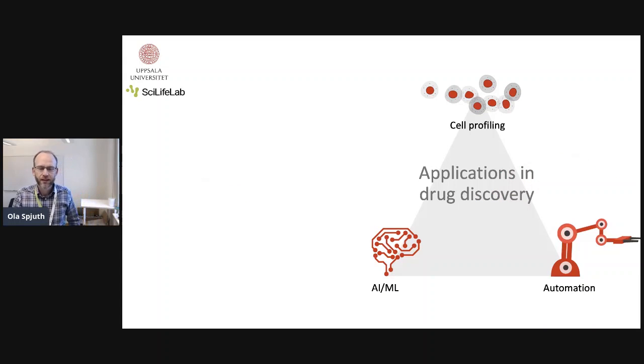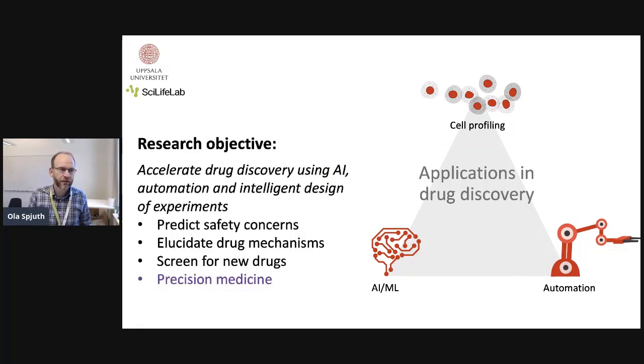So my team builds on three pillars: automation, AI and machine learning, and cell profiling. And we mainly target applications in drug discovery, using these pillars to accelerate drug discovery, with some applications in predicting safety concerns, elucidating drug mechanisms, and screening for new drugs. And as the topic of this presentation is, we're also making some efforts towards precision medicine.